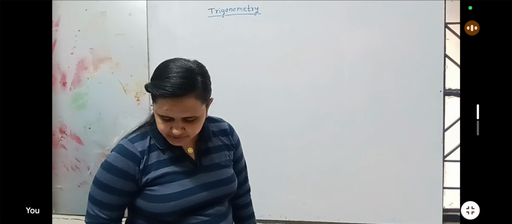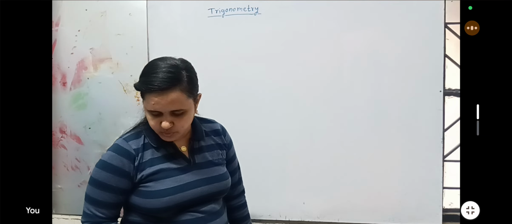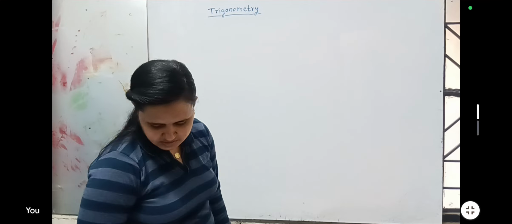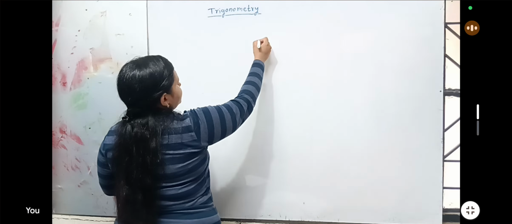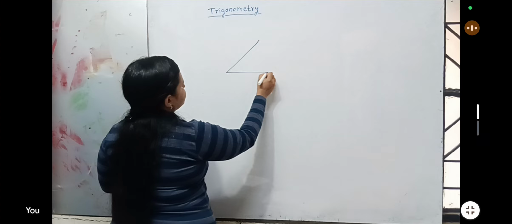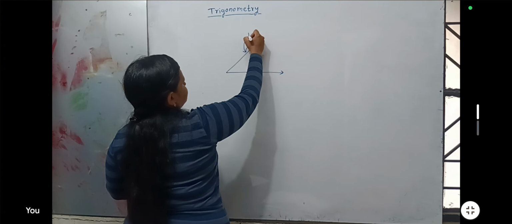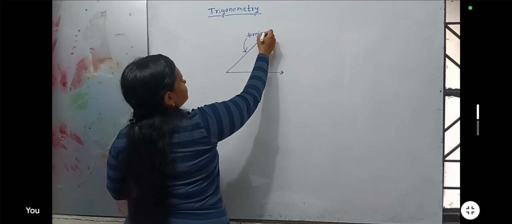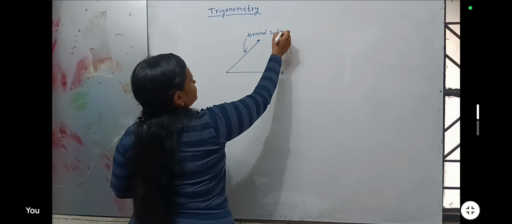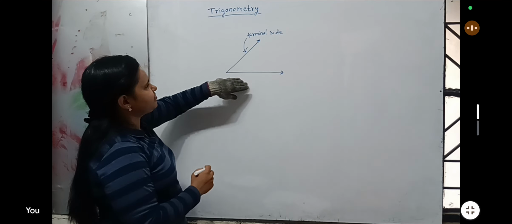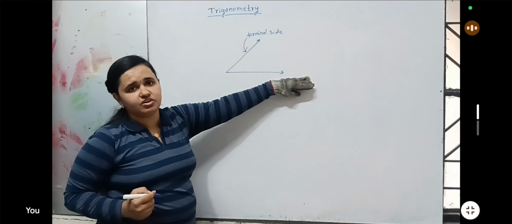Our next question is, if the terminal side completes one revolution about its vertex, then the angle made is. The terminal side means the side which is rotating. This side is the terminal side. And it is making an angle with this horizontal line.